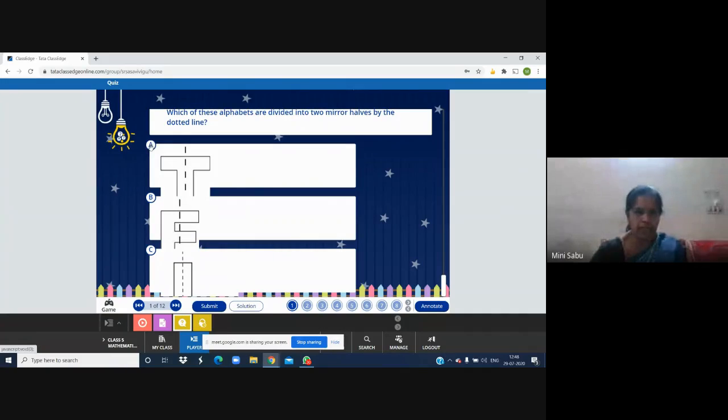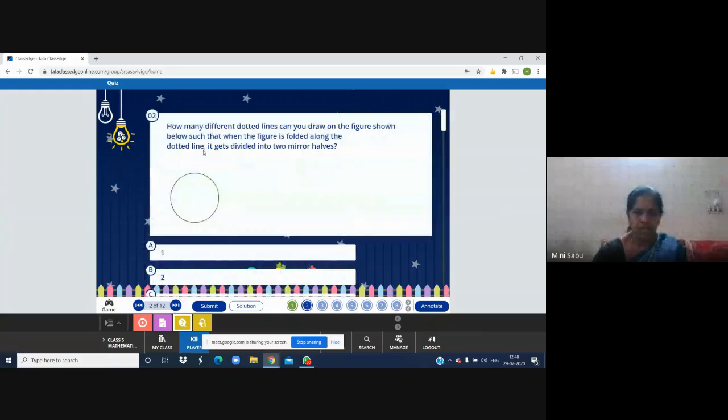T. T is definitely, this line will be a, yes. When you cut T along this line, you will get this part and this part exactly the same. That means this is a line of symmetry. Okay, children. Now we will go to the next question.